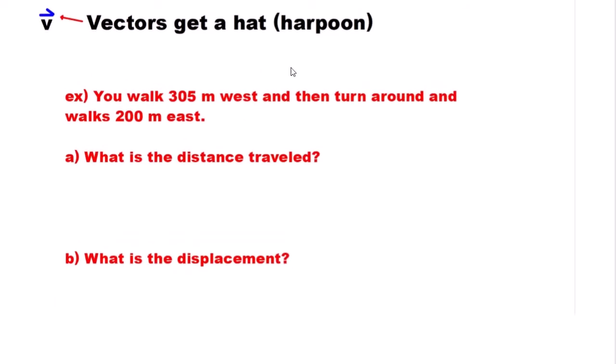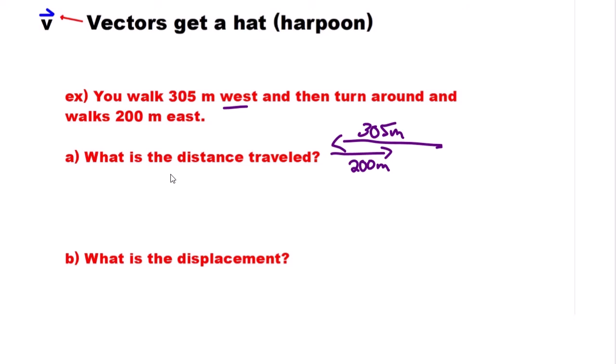If you walk 305 meters to the west and then you turn around and walk 200 meters to the east, what's your distance traveled and what's your displacement? So we like to start these with a vector diagram. The first direction we're going is west, so we'll draw that to the left. We went 305 meters to the west. Then we went from here 200 meters back towards the east.